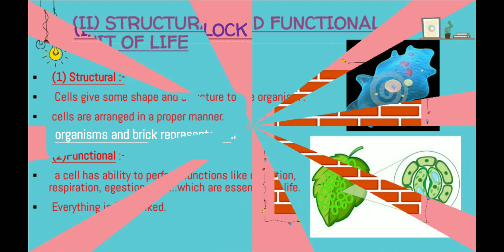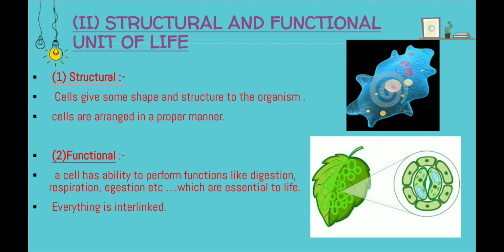Okay. Next, structural and functional unit of life. Why is a cell called a structural and functional unit of life? First, structural. A cell gives some shape and structure to the organism. Cells are arranged in a proper manner. So if you take any organism as an example, here I took an example like amoeba. In 8th class we've studied about amoeba. It has a very irregular structure, zigzag and irregular, right? Because of pseudopodia and everything inside it.